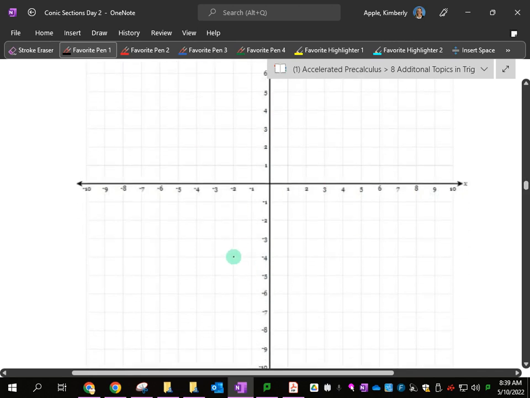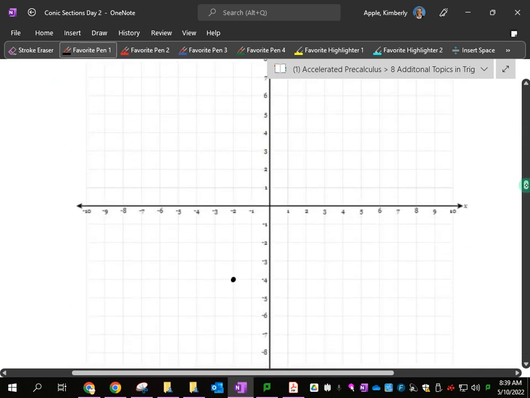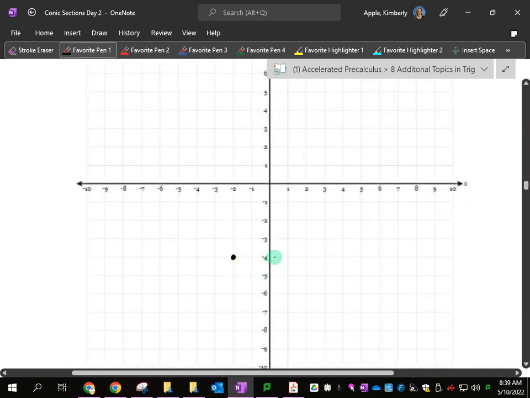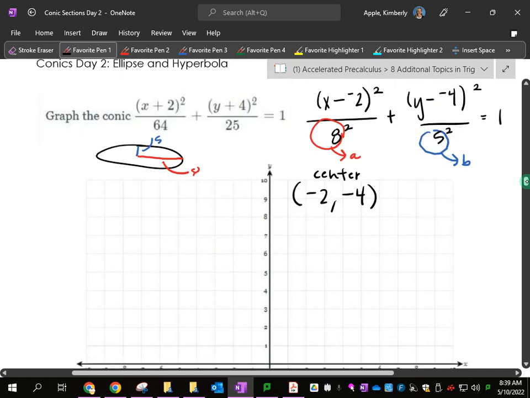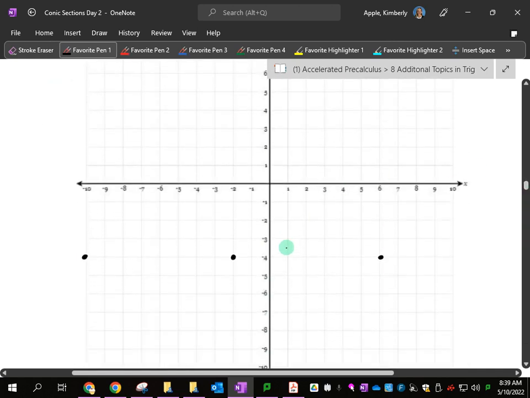This one would be down here at -2, -4. And we said 8 units this way, so it'd be 2 units, then 6 more. This would be -2 to -10, that's 8 units. I don't know what B is. B is 5, so this would be right there.